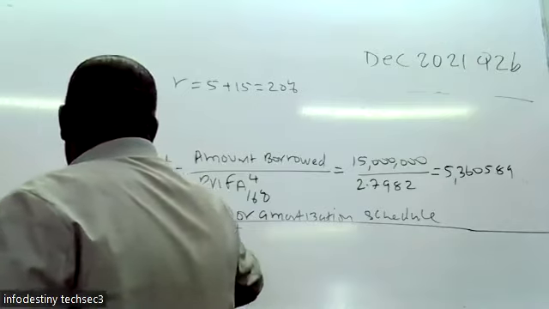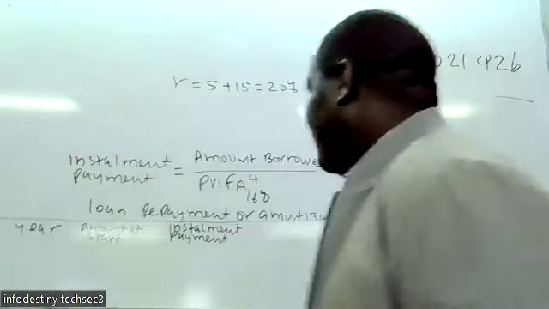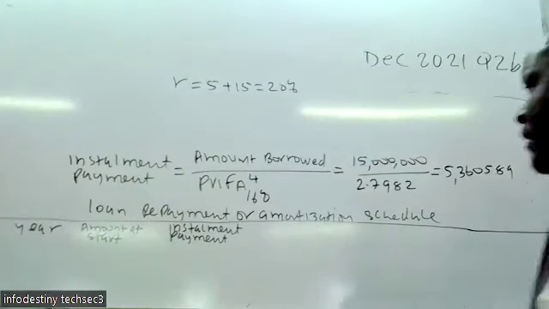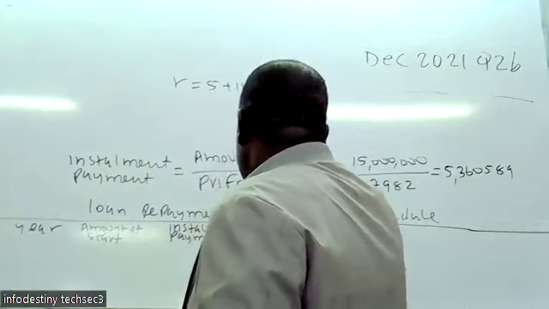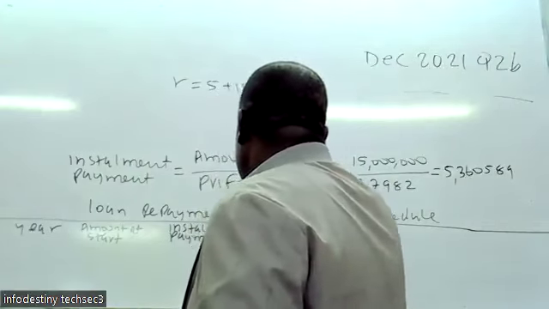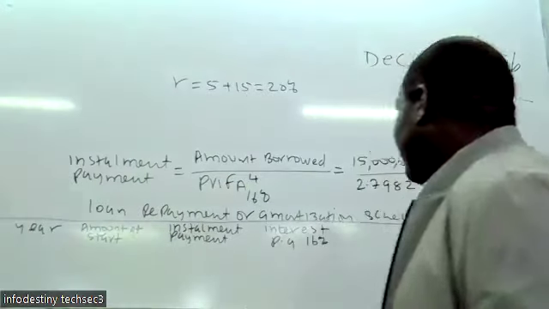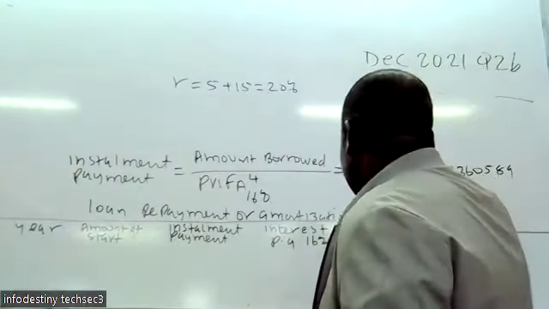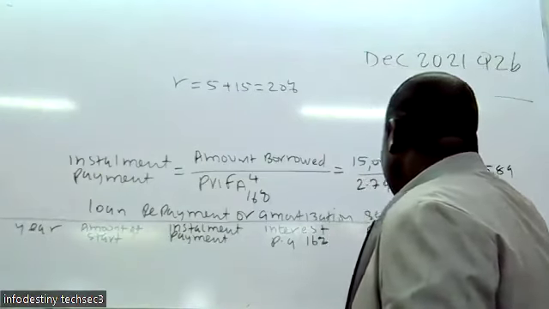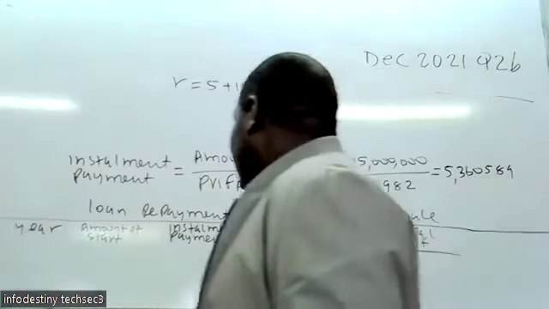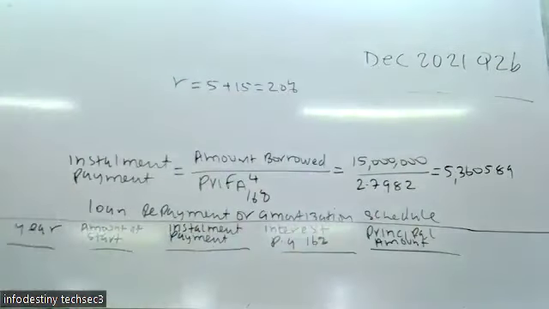Installment payment, then interest. Interest per annum, which is 16%. Then finally the principal amount. So just get that sheet. We just get that particular sheet.